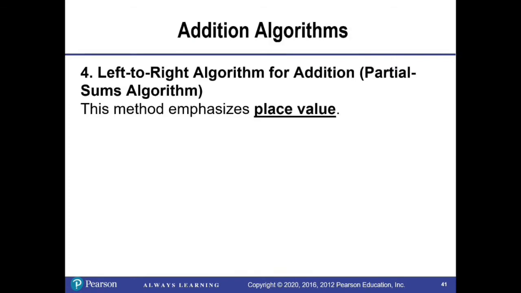Our fourth algorithm is our left to right algorithm, or partial sums algorithm. This method also emphasizes our place value. Now you'll notice that this method is very similar to our expanded algorithm. The difference, though, is in the expanded algorithm we move right to left. So in the expanded algorithm we start with the ones place every time. But in the partial sums algorithm we'll start with the leftmost digit.